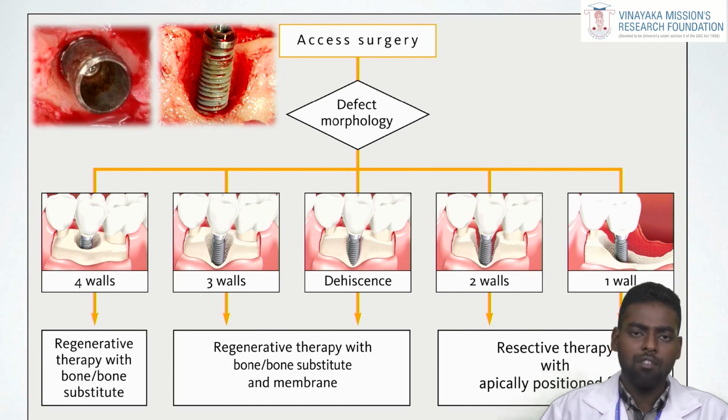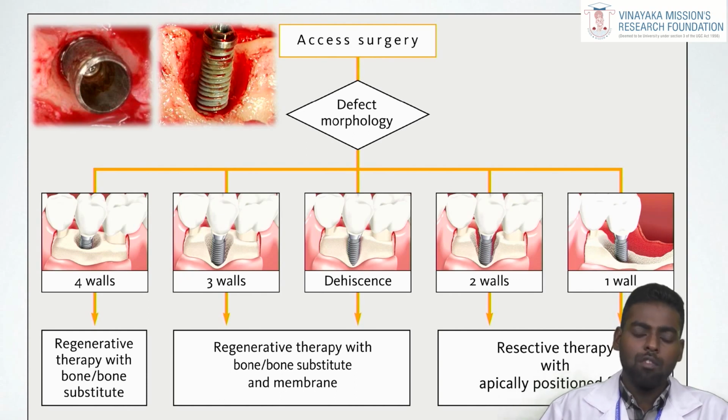In this, we can see about 5 major defects, like one wall defect where a single wall is evident, and two wall where two walls are evident, and dehiscence where the buccal surface of the bone is completely broken off, and in 3 and 4 wall defects, all the walls are evident, only the missing walls will be like 1 and 2.